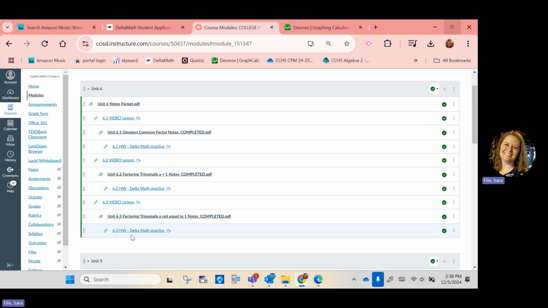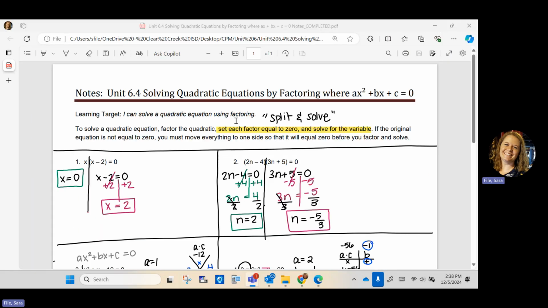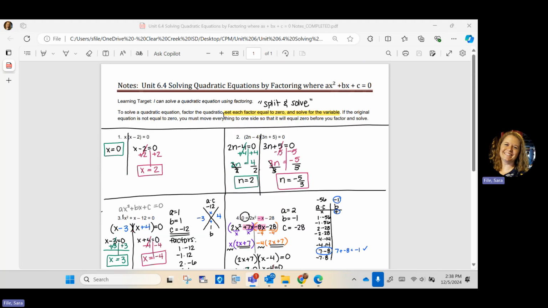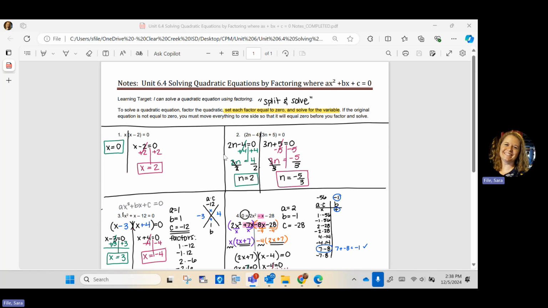You can find the completed copy of the notes here that I'm looking at, if you want to get it copied down. In 6.1 to 6.3 we focused on factoring quadratics. We looked at non-quadratics as well, but you did GCF, grouping, difference of squares, and trinomials with a equal to 1 and with a greater than 1. So we did a little bit of everything.